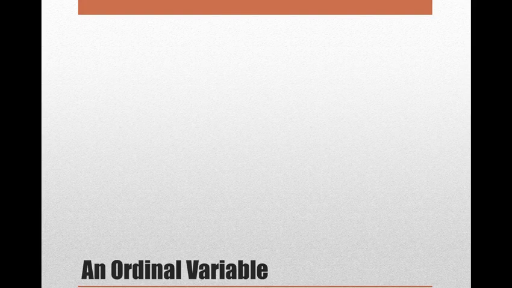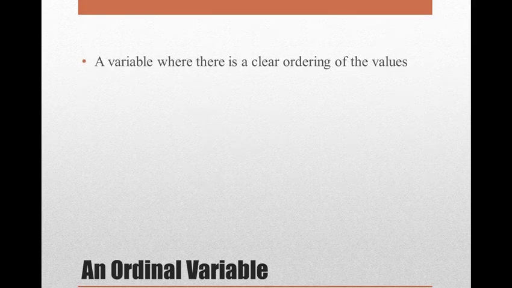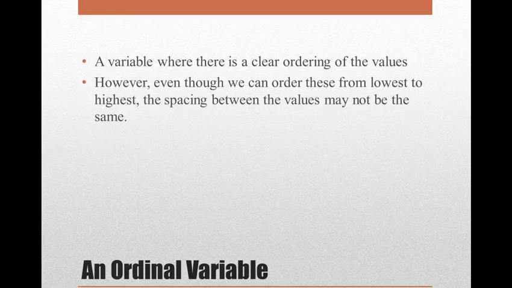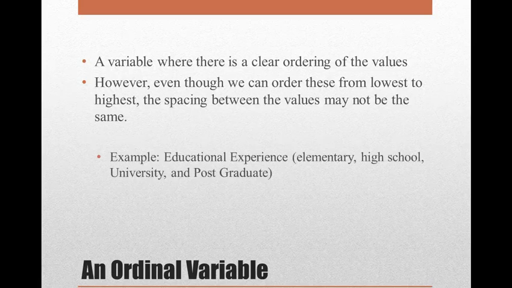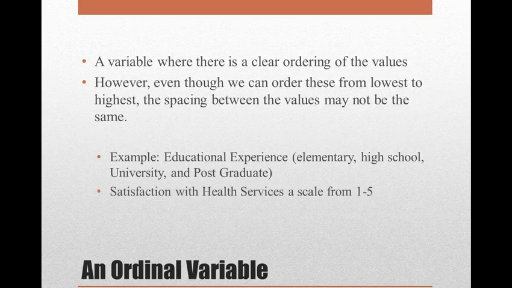Now we turn to ordinal variables. An ordinal variable is one where there is a clear ordering of the values. However, even though we can order these values from lowest to highest, the spacing between values may not be the same. An example would be educational experience: elementary, high school, university, and postgraduate, or satisfaction with health services on a scale from 1 to 5. We know the ranking of these values, however, the space between each value is not identical.